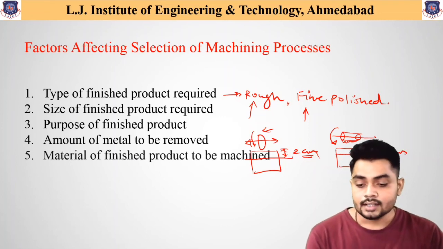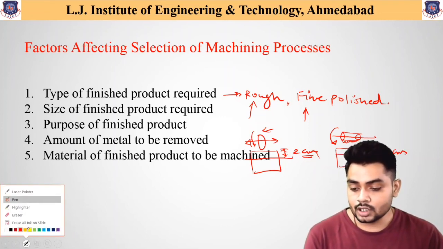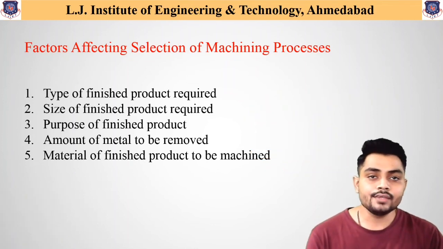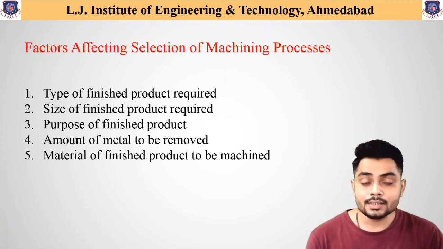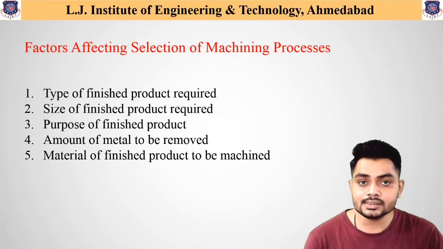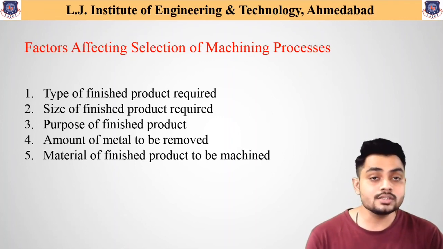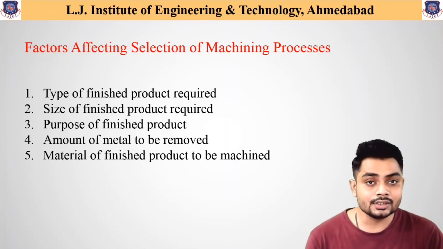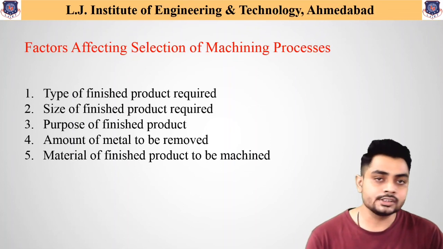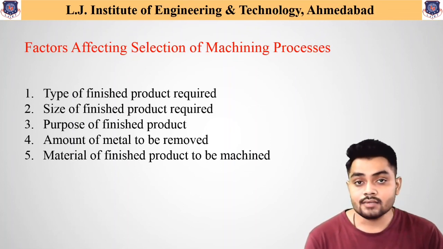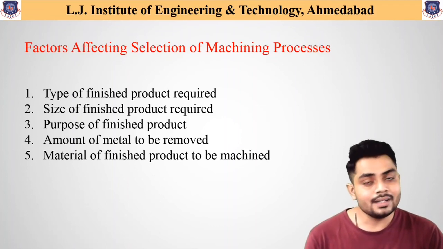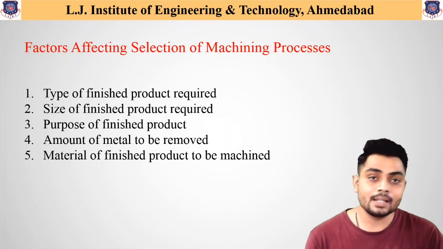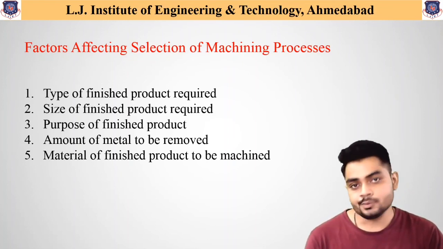Now the next one, that is the material of the finished product. The final finished product may be a hard material or it may be a soft material. So based on the material available, different machining processes and also different machining tools need to be selected. Similarly, different cutting tools are also available. Based on the material properties, different tools need to be selected. It may be high carbon steel, it may be high speed steel, it may be cemented carbide. So based on the material available, the different material of the tool needs to be selected.